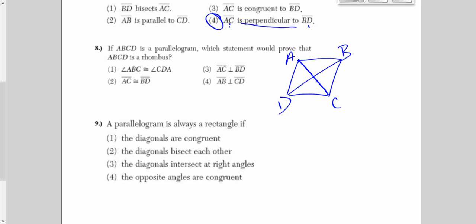Does that make sense? Because I don't know if you're trying to picture it in your head, keeping track of the letters and what's a diagonal, you know, like is AC a diagonal? I don't know, right? So which one would prove that it's a rhombus? What do you say? He says 3. What do you guys think? Why do you think 3?